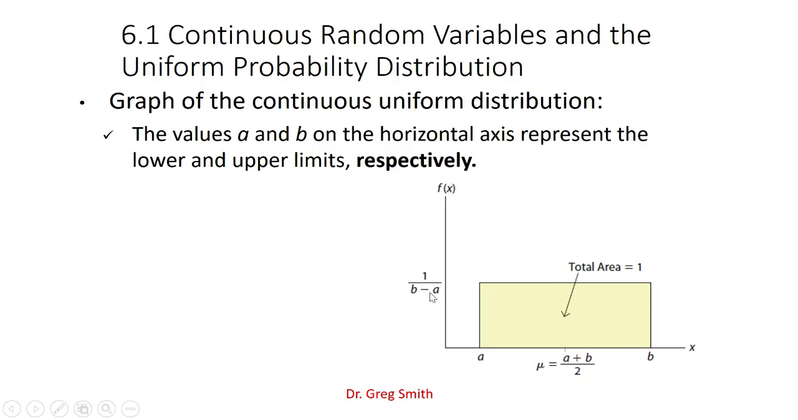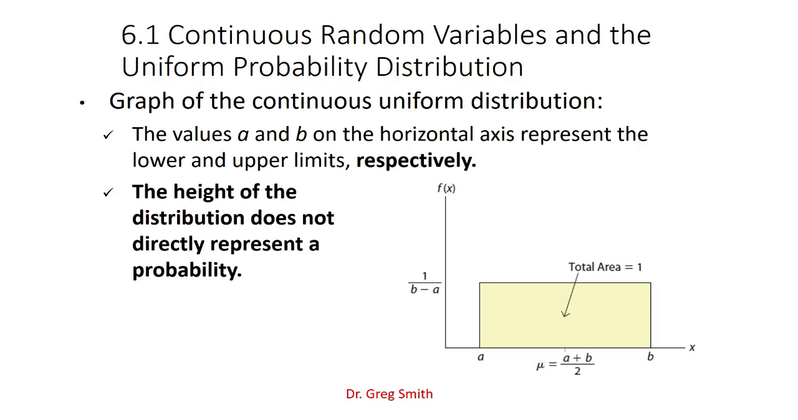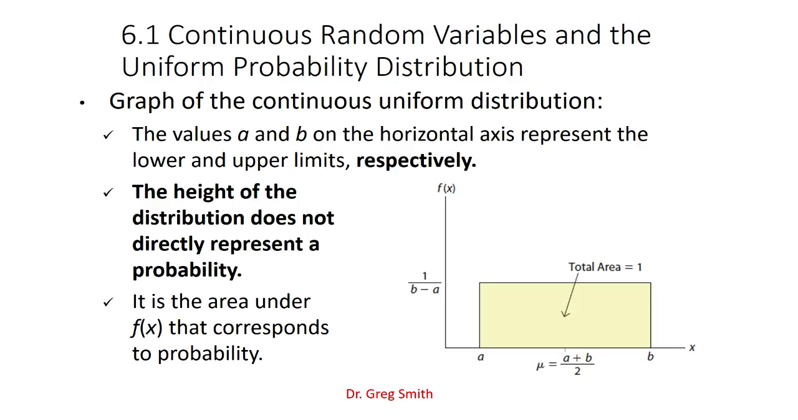By itself, 1 over B minus A means nothing. And when multiplied by a particular value, it's nothing more than a functional response. It is not a probability. But when it's multiplied by a difference or a range value between A and B, you take the difference. Say there's a value R that's halfway between A and B. If you took R minus A as a distance and multiplied it by 1 over B minus A, that will give you a probability. But by itself, the height is not a probability. It needs to be multiplied by a distance. What we're interested in is the area under the curve. That area under the curve over a particular range gives us probability.